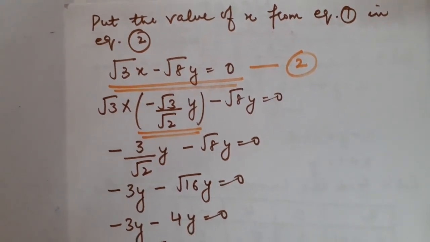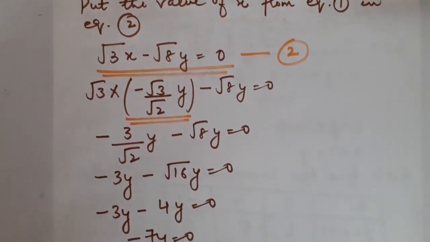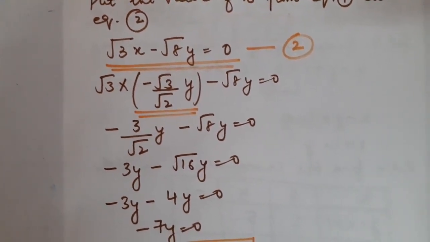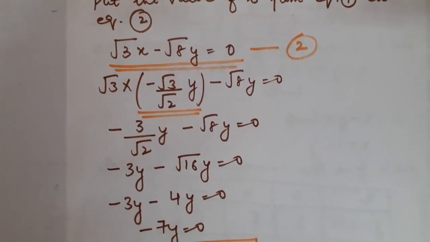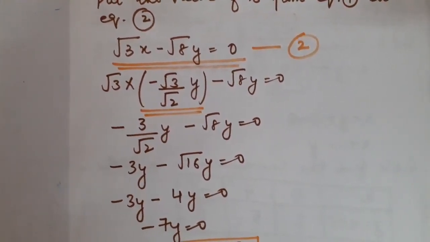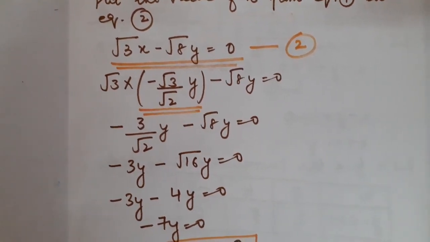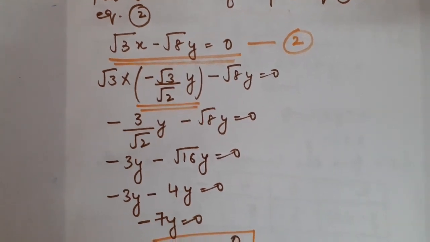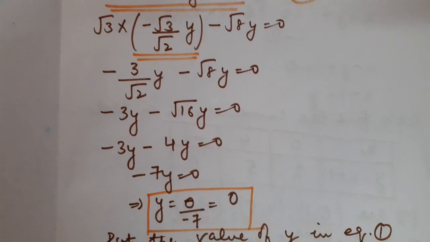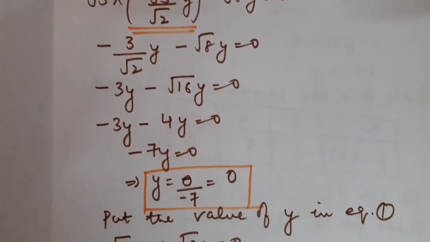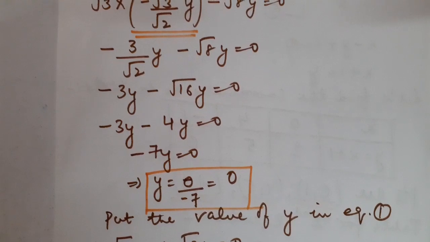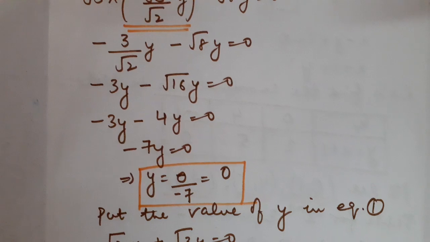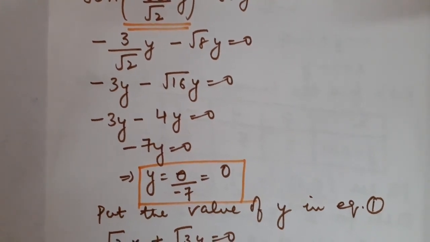Now children, I am going to take root 2 as LCM. So I am going to get minus 3y as the first term, minus root 8 into root 2 will become root 16y. And children, you know very well that root 16 is a perfect square, so root 16 is 4. So minus 3y minus 4y is equal to 0. It would become minus 7y is equal to 0. So y is equal to 0 upon minus 7, which is actually 0 only.